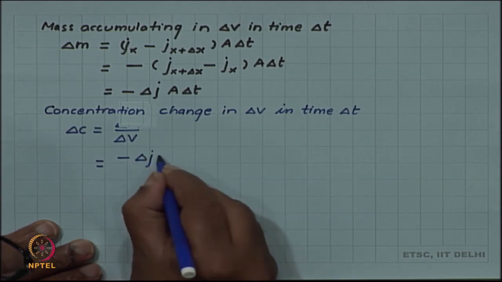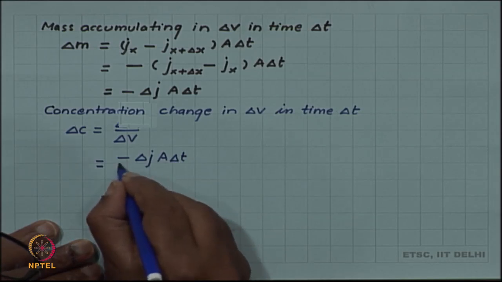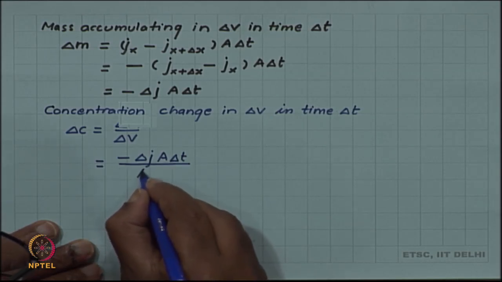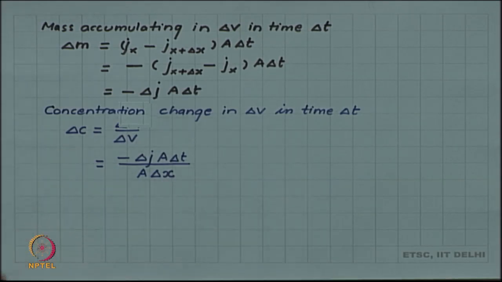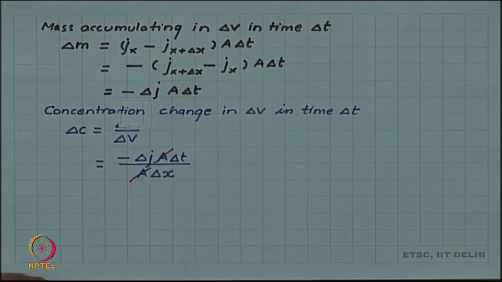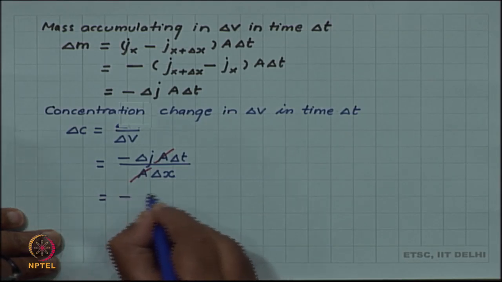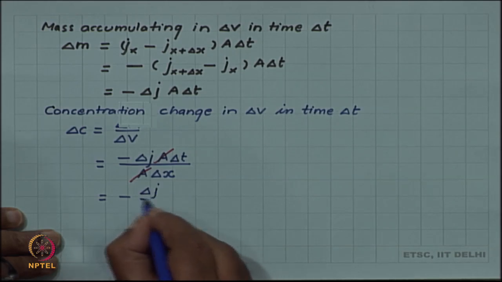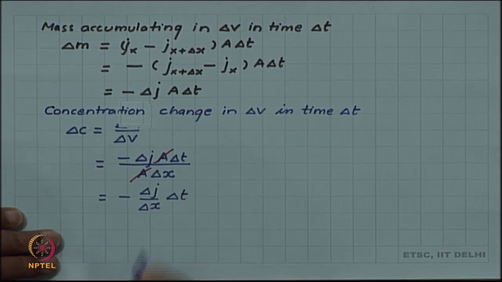And if we write this as minus delta j A delta t, and delta V is nothing but A delta x. So, A cancels from numerator and denominator, and we can write this now as minus delta j by delta x delta t.